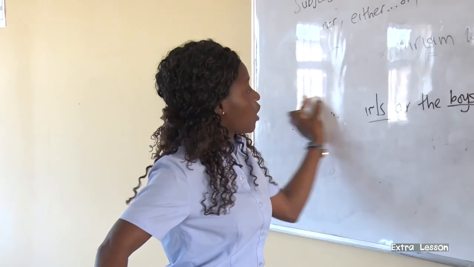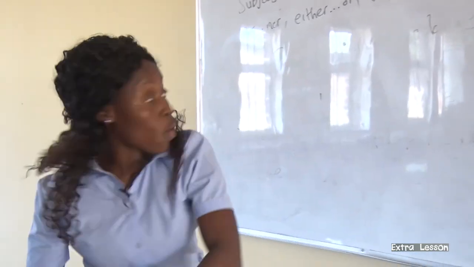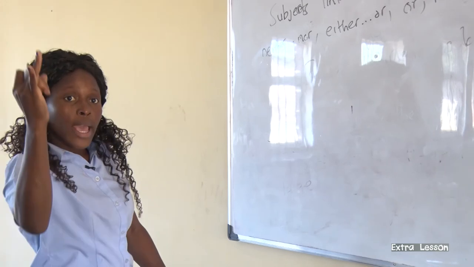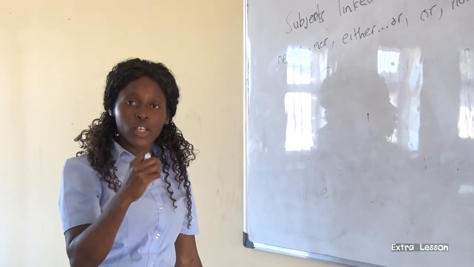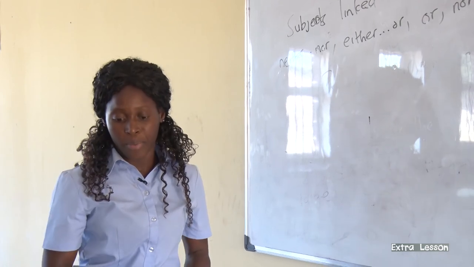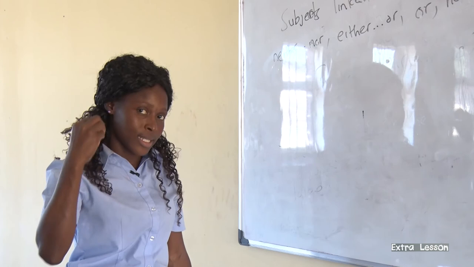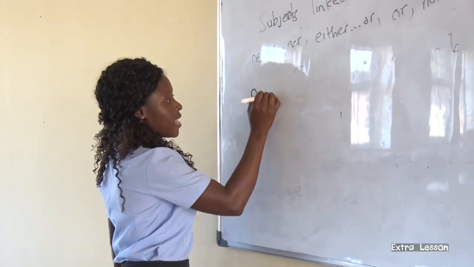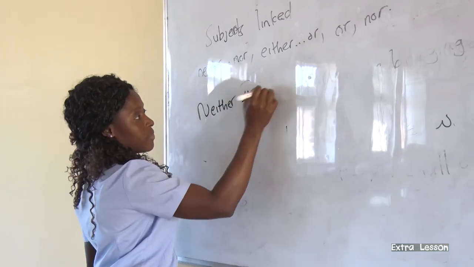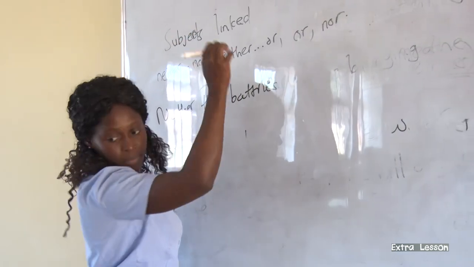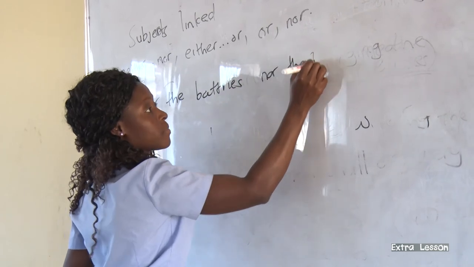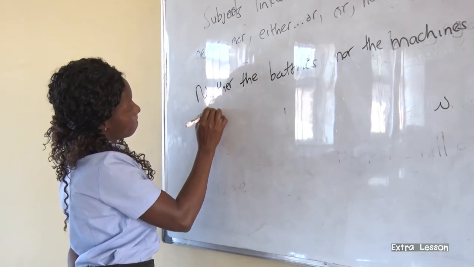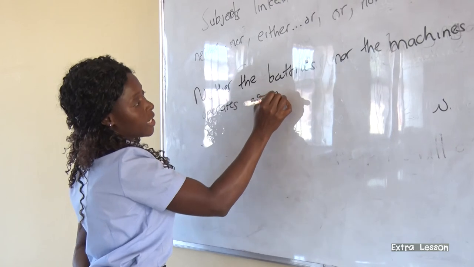Okay, we might have a situation whereby we have our conjunction in the sentence, but the subjects in the sentence are both plural and singular. The subject that is closest to the verb is the one that determines the verb. I'm saying that we have neither the batteries nor the machine operates as intended.